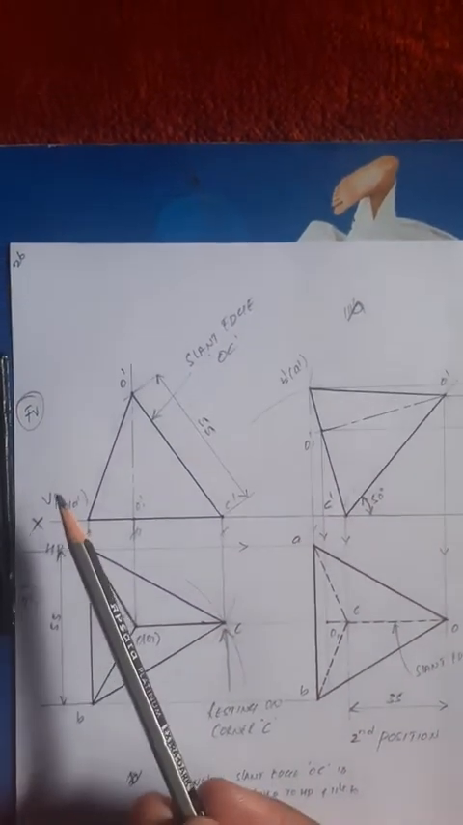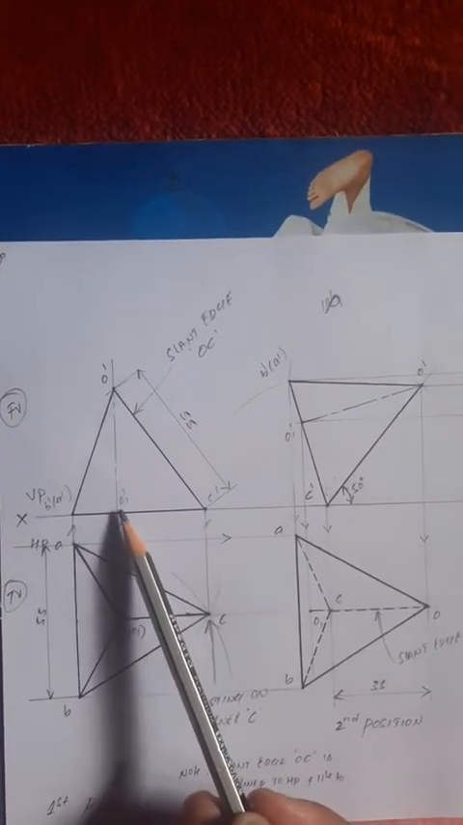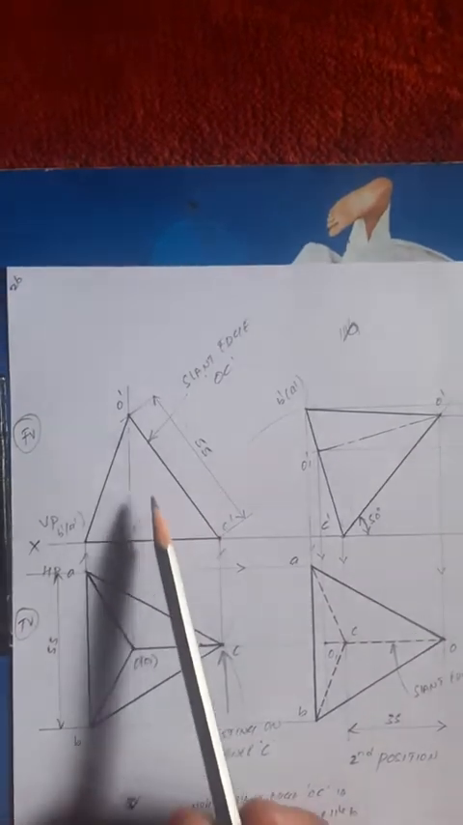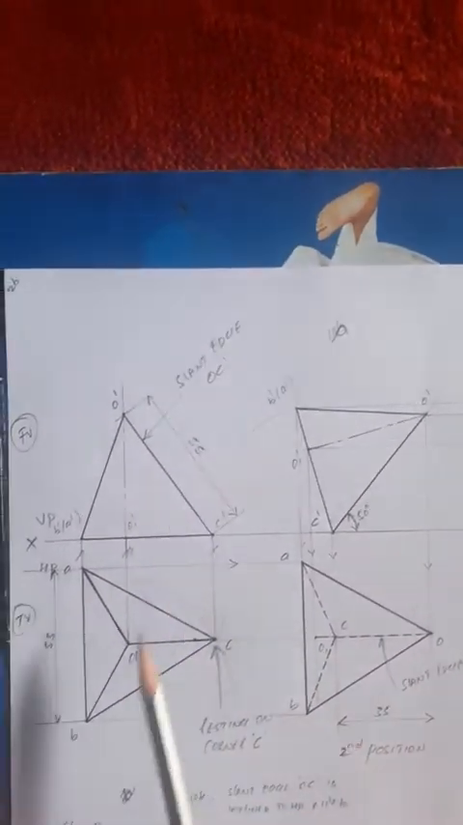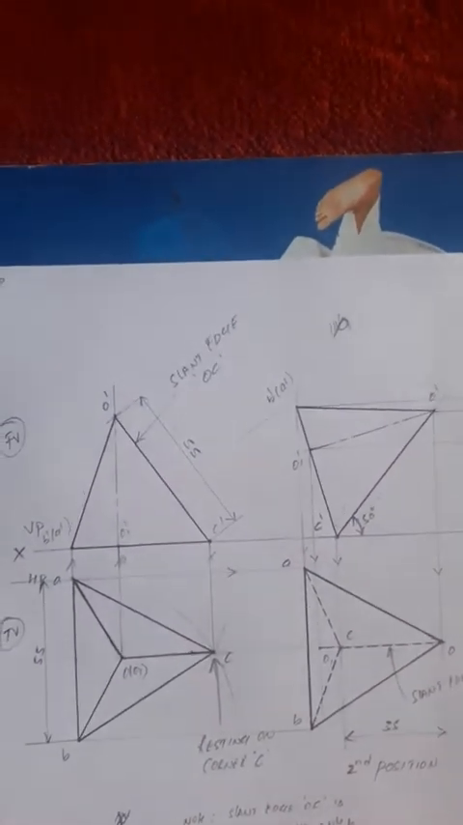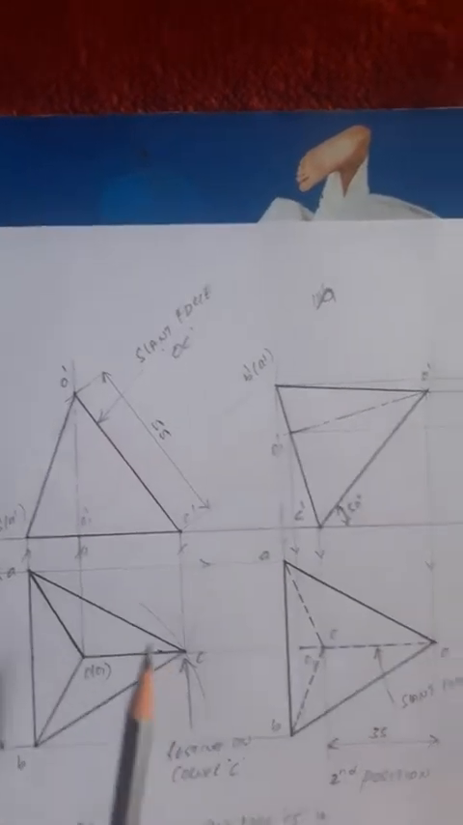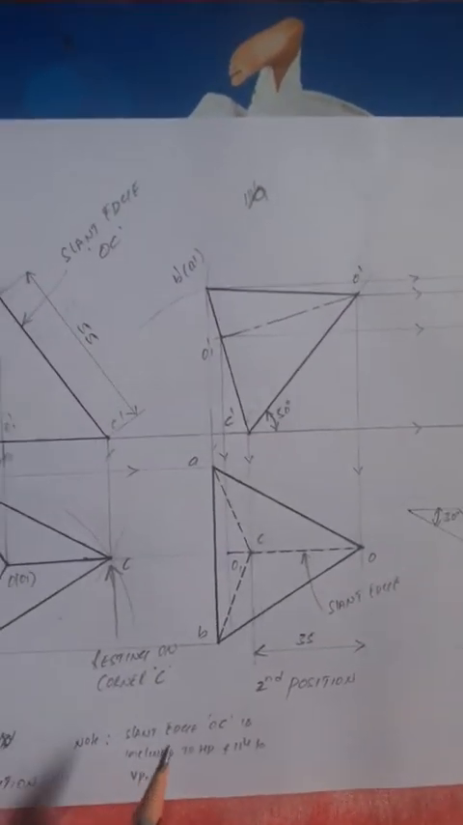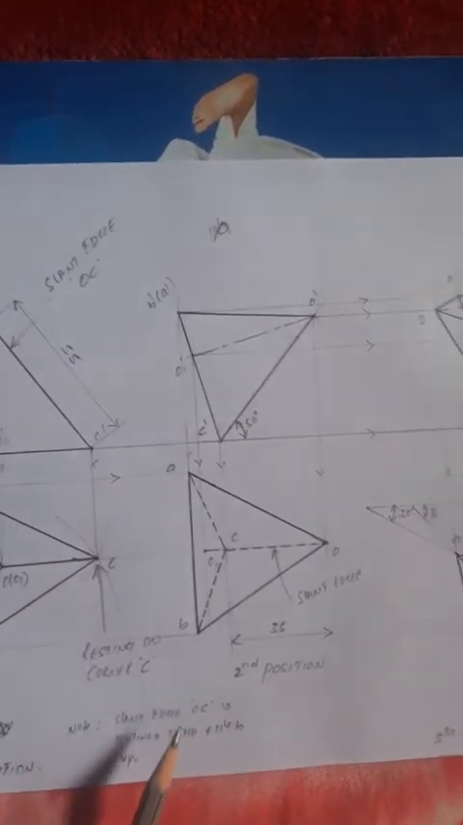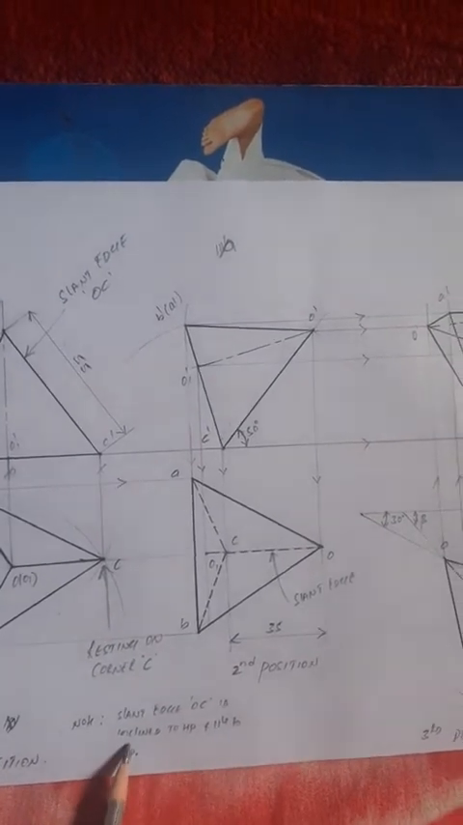Now the base corners: B dash visible, A dash invisible, O1 dash, C dash. Then draw the axis line O1 dash, O dash. I don't know the length of this axis line. How do you get this length? Once you project these base corners, which slant edge is parallel to VP? See the note: the slant edge OC is inclined to HP and parallel to VP.